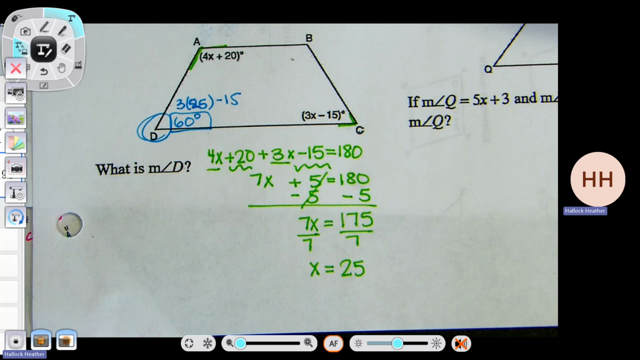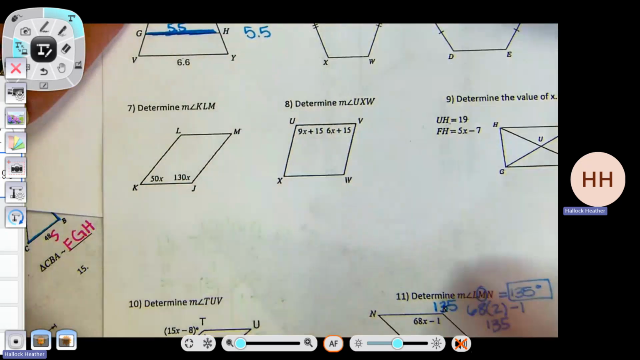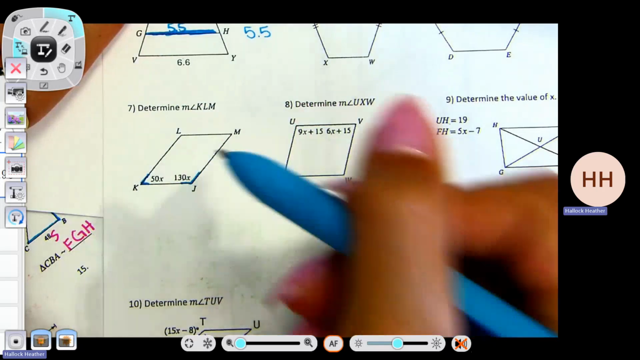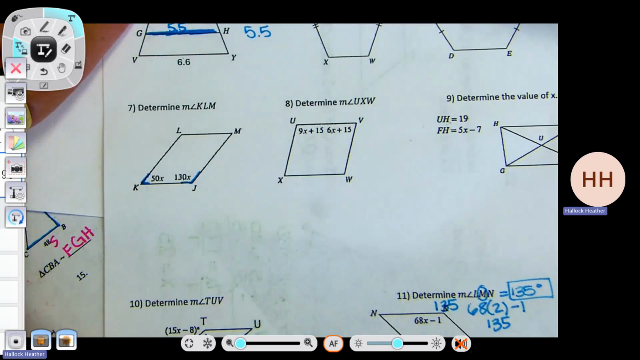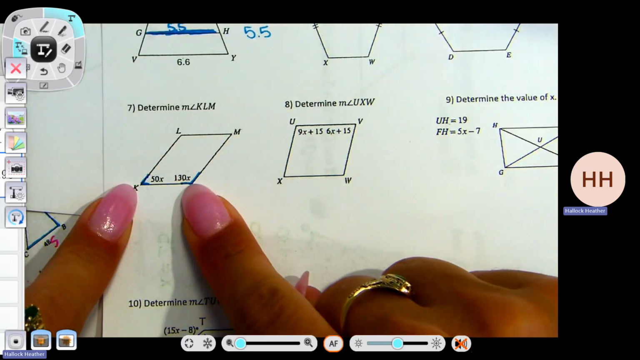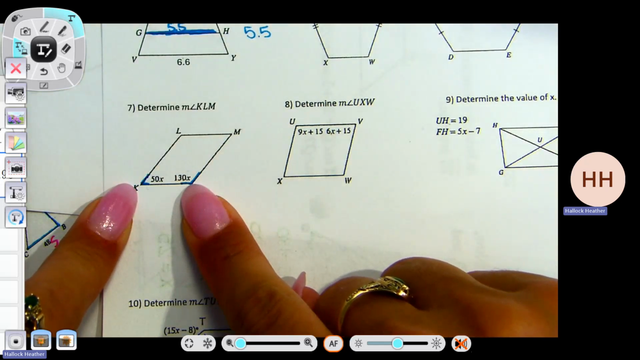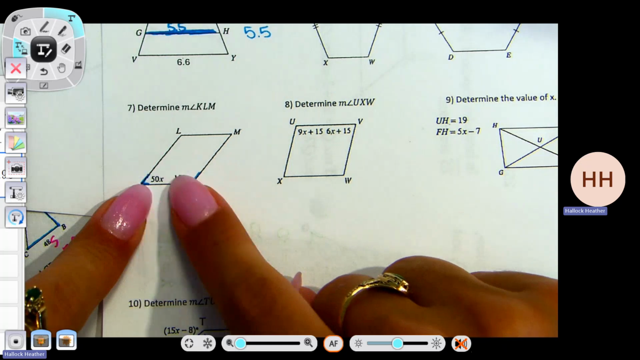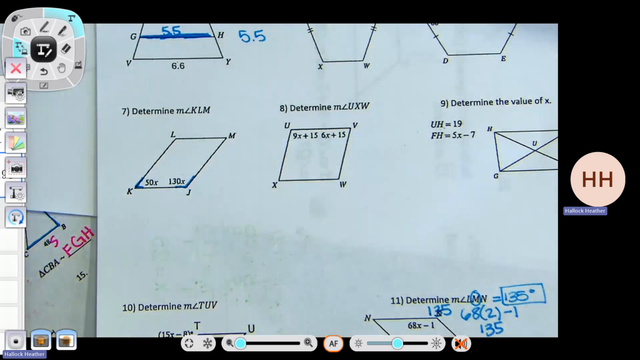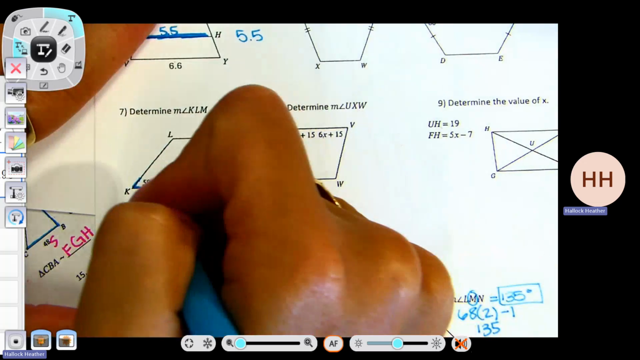What number are you on, Christian? You're on 7. Okay. Do these, Christian. This is angle K. This one's obtuse. Are they the same? Do they look the same? That's big. That's small. This is massive. This is itsy bitsy. They're not the same. So what are we going to do? If they're different, we're going to add to make 180.